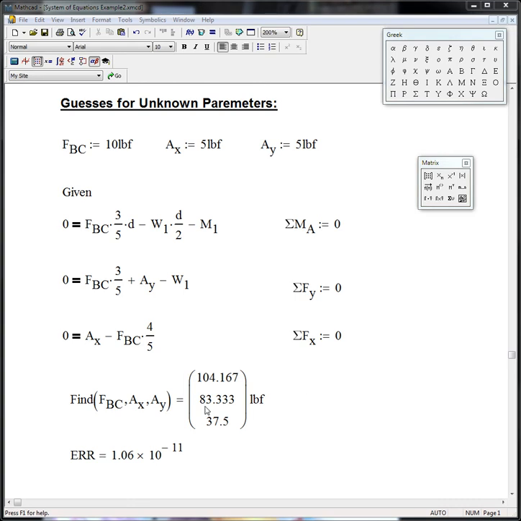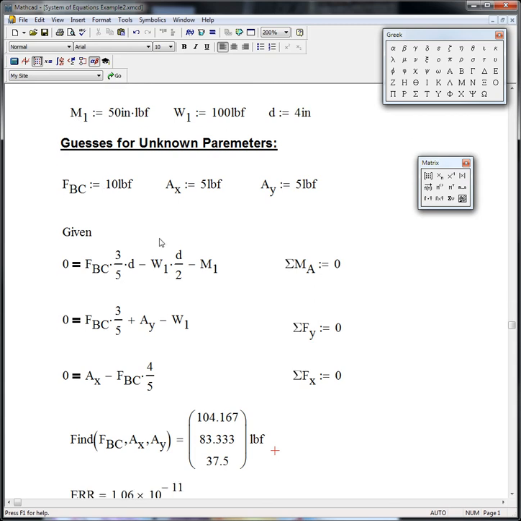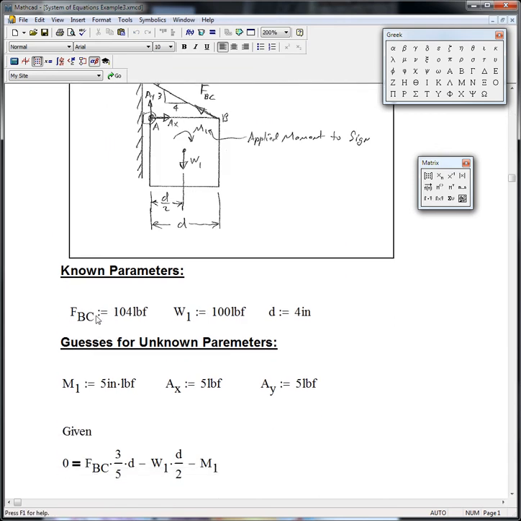So in this problem, we got an answer for the tension of 104 pounds, a sub x 83, a sub y 37. So suppose we change the unknowns around. In other words, suppose we said, well, we measured the tension and found that to be 104, and then we wanted to solve for a sub x and a sub y and the moment that creates that tension. So if we were to do that, what I'm saying is we set the force to 104, that's the tension, and suppose we don't know the moment. We know there's some applied moment, but we don't know what it is.